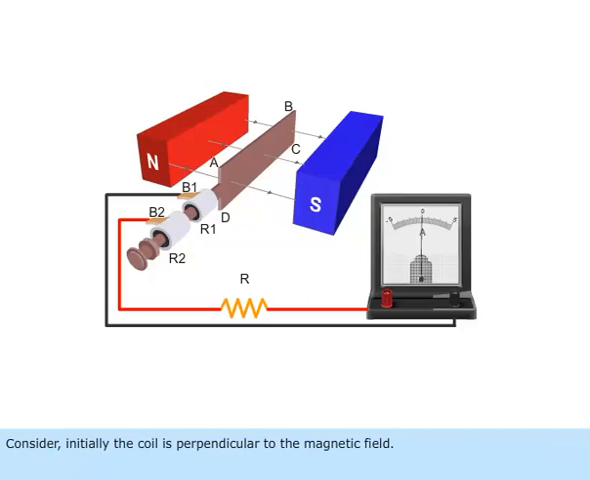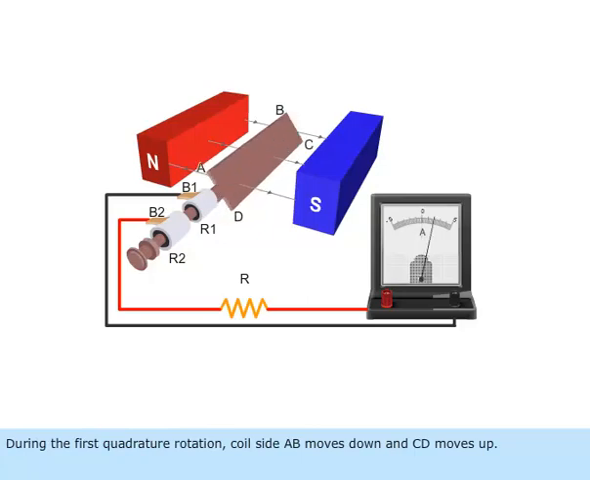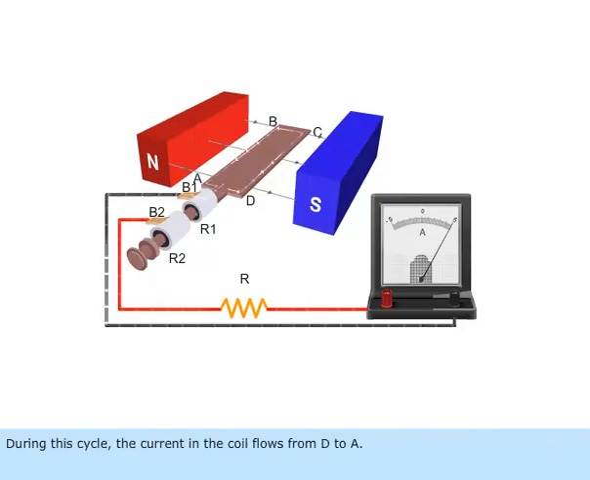Consider initially the coil is perpendicular to the magnetic field. During the first quadrature rotation, coil side AB moves down and CD moves up. During this cycle, the current in the coil flows from D to A. In the external circuit, the current flows from brush B2 to B1.